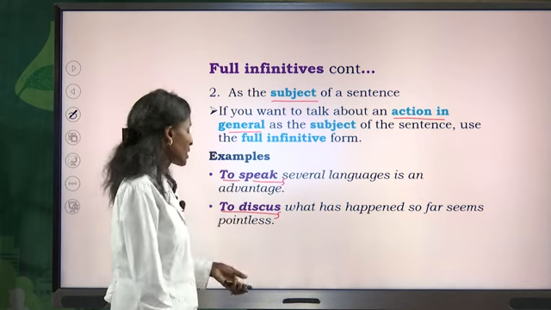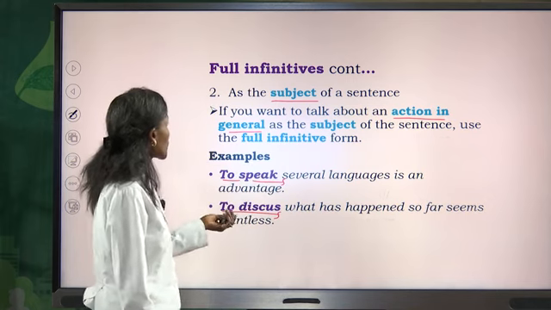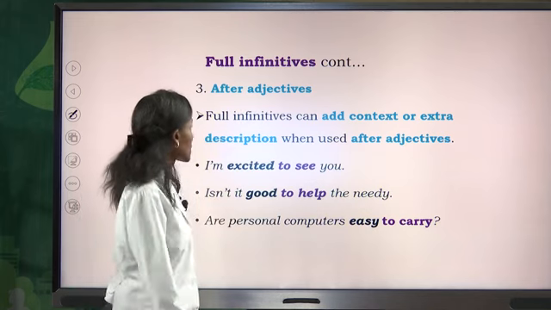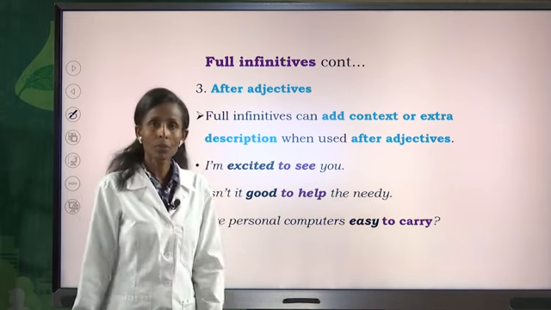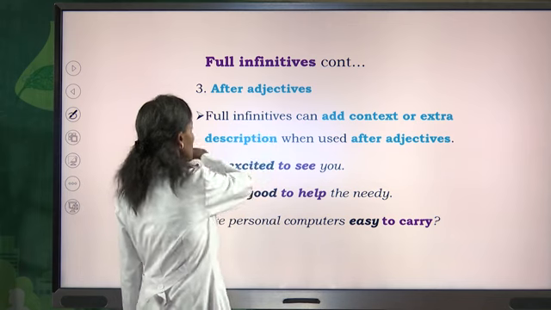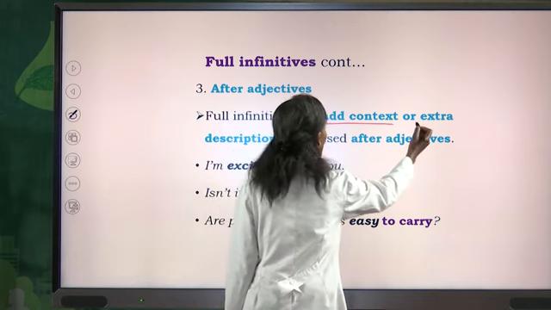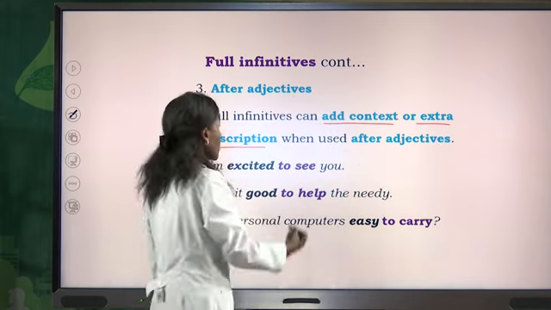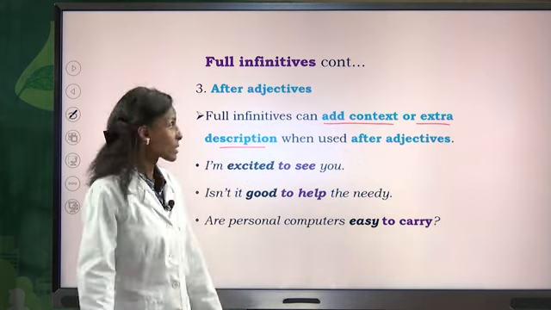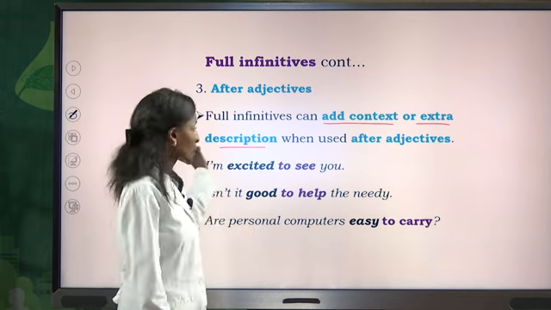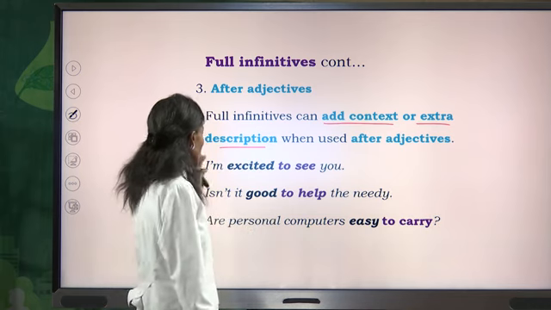I hope you got something about the infinitive as subject of a sentence and the gerund as subject of a sentence, okay? Number 3, the third use of the full infinitive as adjectives of a sentence. So full infinitives can add context, okay, or extra description when used after adjectives. Let us see. When they are used after adjectives, full infinitives describe what? Or add context or extra description.